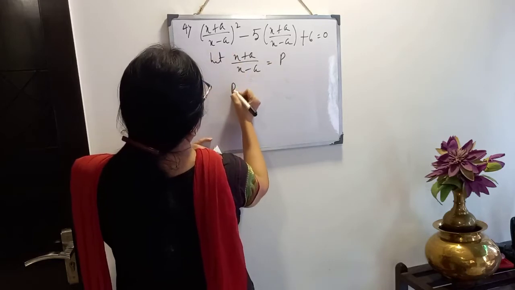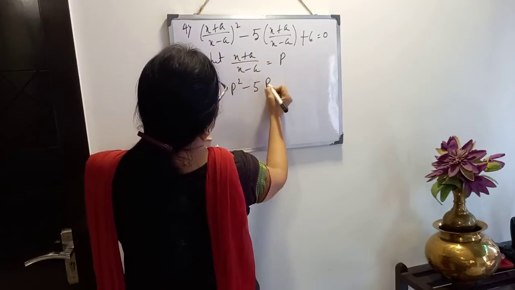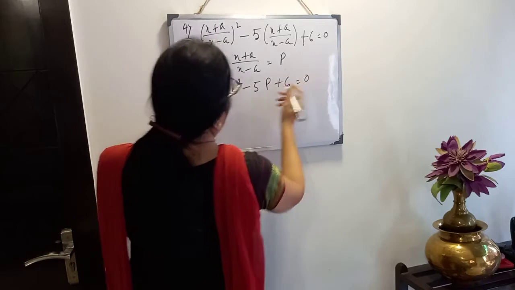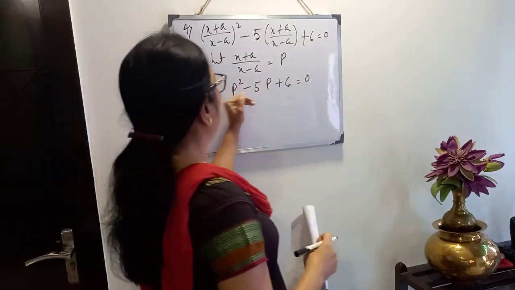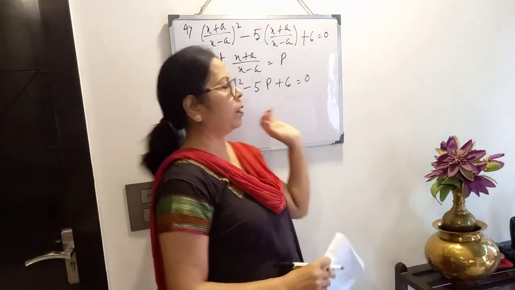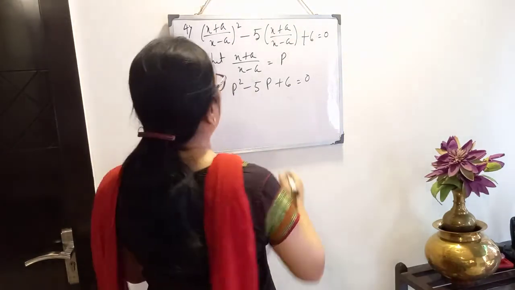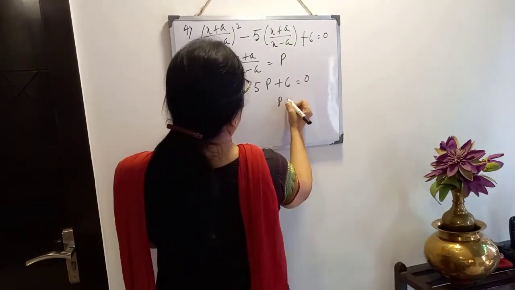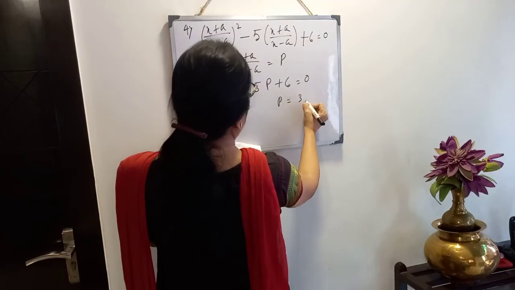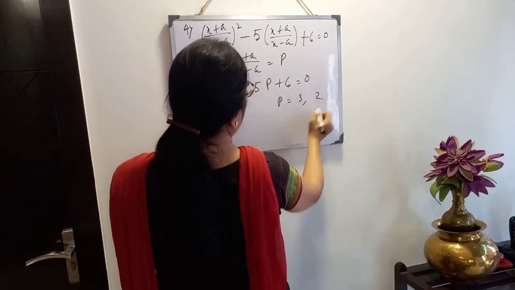So we are considering here let x plus a by x minus a equal p. So it is becoming p square minus 5p plus 6 equal to 0. Now after that you can do it yourself. You will do the middle term splitting, so you will get the values of p, 3 and 2. Clear? But this is not the answer.